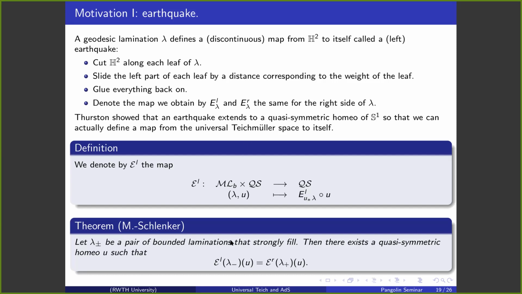Okay, so this statement is more like a fixed point theorem, right? I mean, if you compose the left earthquake by the inverse of the right earthquake, it has a fixed point, and Thurston's theorem is more like a transitive statement. Oh yes, okay.